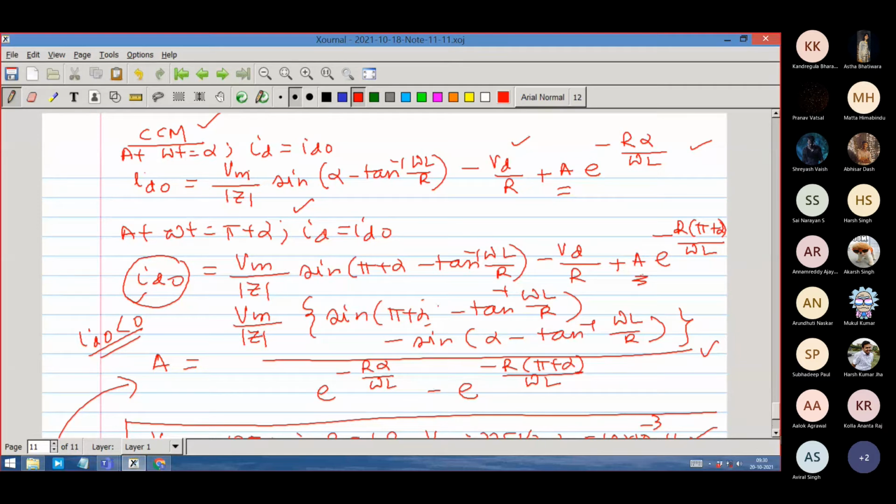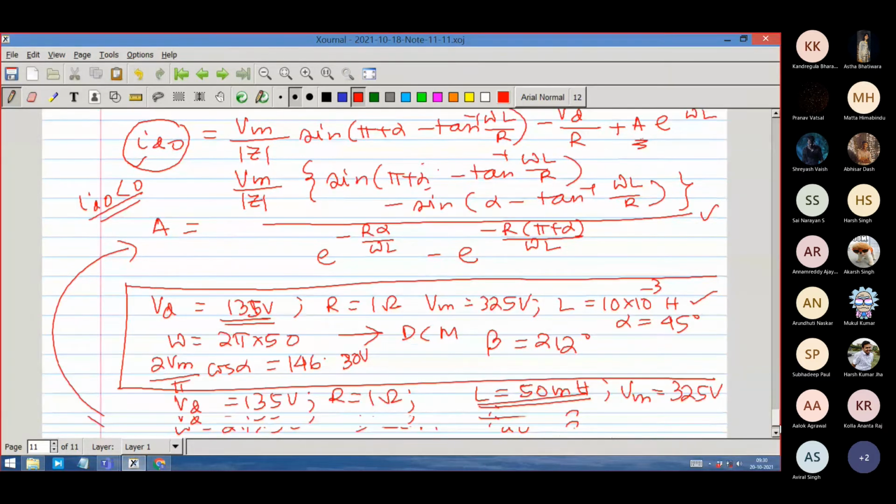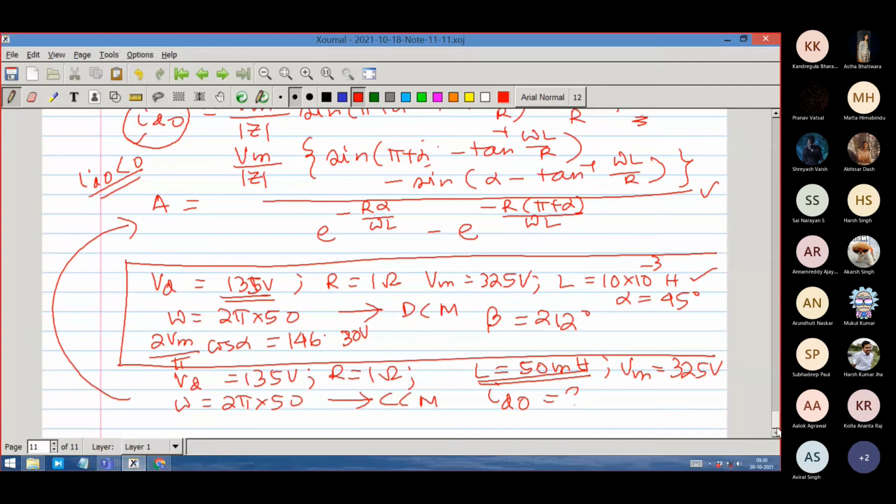However, if you put L equal to 50 millihenry, you will get such a value of A that it will put the current into continuous conduction mode. That is the point I'm trying to raise. Only then will you get ID naught greater than 0. Find A now, and then you will get ID naught greater than 0. Right.